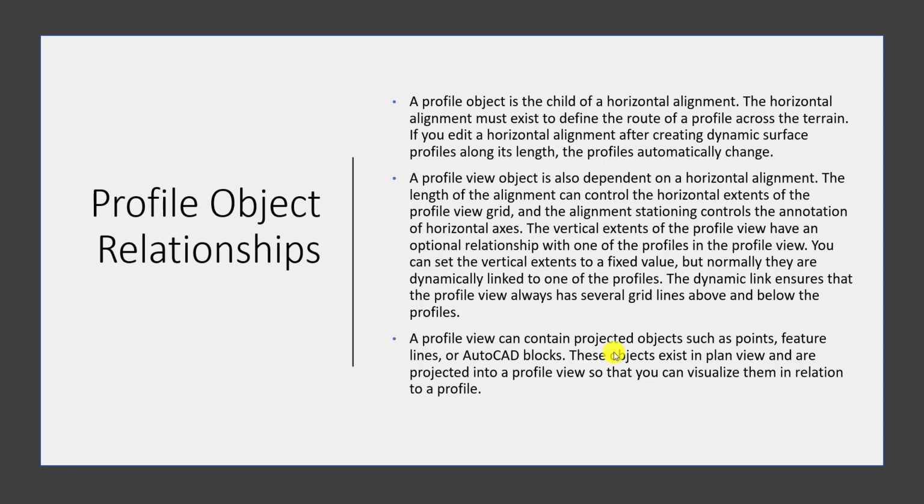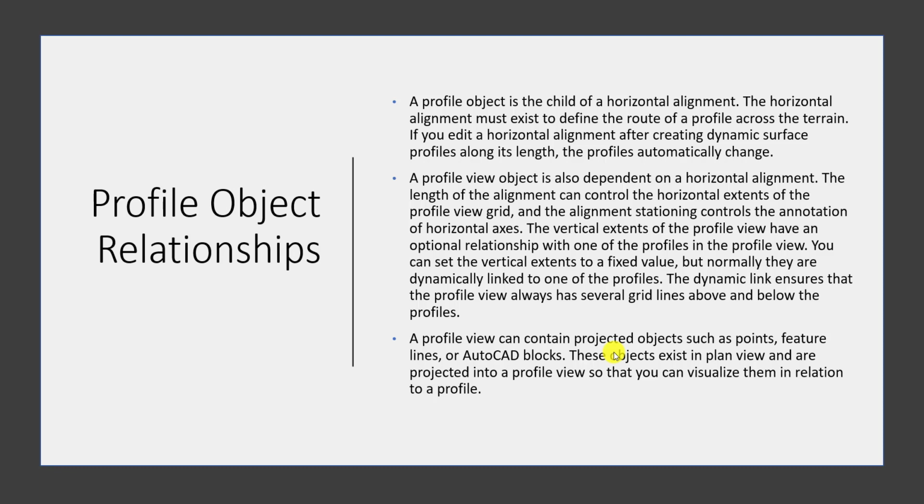A profile view object is also dependent on a horizontal alignment. The length of the alignment can control the horizontal extent of the profile view grid, and alignment stationing controls the annotation of the horizontal axis. The vertical extents of the profile have an optional relationship with one of the profiles in the profile view. You can set all these different values within the profile view styles, and we'll go over that. But just keep in mind that these are the relationships that you have between the alignment and the profiles themselves.